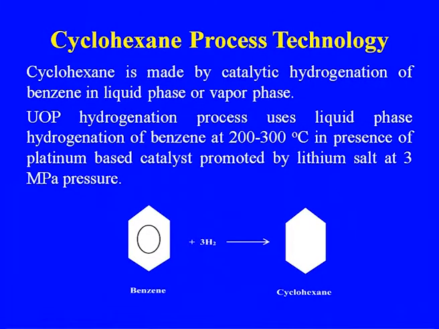This is the process by which we are making cyclohexane. Cyclohexane is made by catalytic hydrogenation of benzene in liquid phase or vapor phase. The UOP hydrogenation process uses liquid phase hydrogenation of benzene at 200 to 300 degrees centigrade in the presence of a platinum based catalyst promoted by lithium salt at 3 megapascal. This is the reaction that takes place: after hydrogenation of benzene, we get cyclohexane.